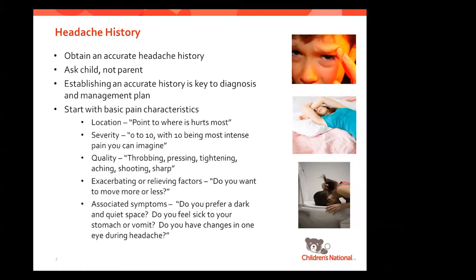So I'm not suggesting you shouldn't ask all these questions, but if you only had one question to ask, this is the most specific question we're asking. Finally, after going through all of those features, which are actually the major criteria for migraine and tension type headaches, you then ask about the minor criteria, which is light and sound sensitivity, nausea, and vomiting. So do you prefer a dark and quiet space? Do you feel sick to your stomach?